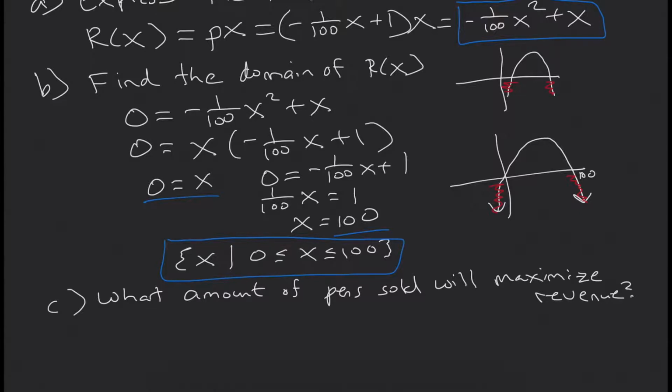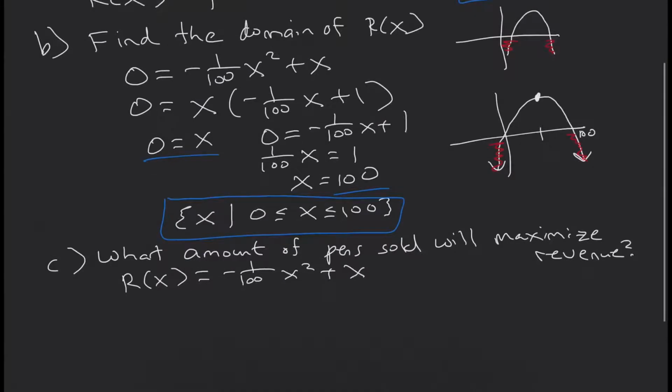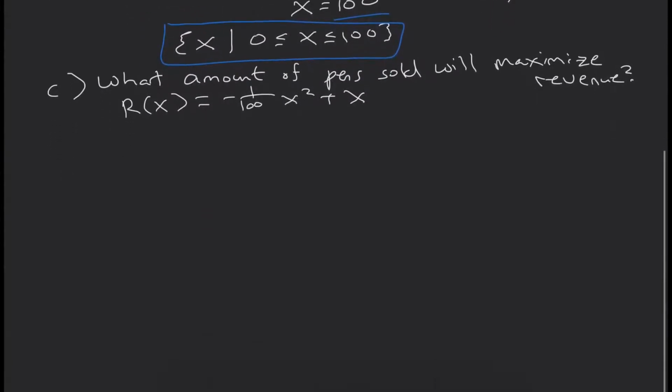So we're trying to find the local maximum here for this revenue. We can see it on my picture above. This is definitely going to have a high point here. That's a local maximum. But I want to know specifically on part C, what amount of pens sold will actually maximize the revenue. And so I'm going to rewrite my revenue equation, then I'll move this all up. So R of X is equal to negative 1 over 100 X squared plus X. So I'm going to go ahead and move this up.